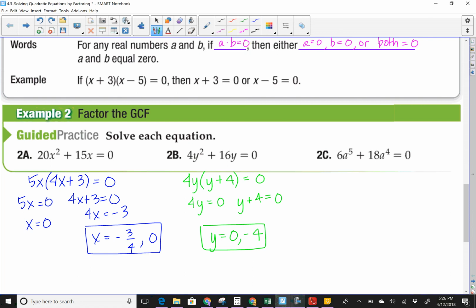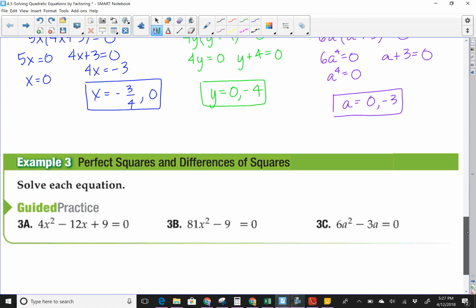To the next one. 6a to the 5th plus 18a to the 4th. Okay, remember your GCF. These have been kind of obvious, but when you have higher exponents, it's always the GCF of the coefficients, 6 goes into both of them, and the lower exponent. So that would be 6a to the 4th, leaving me with a plus 3. Again, set each factor equal to 0. And when you divide by 6, you still have a to the 4th equals 0. And the 4th root of 0 is 0. So a equals 0 or negative 3.